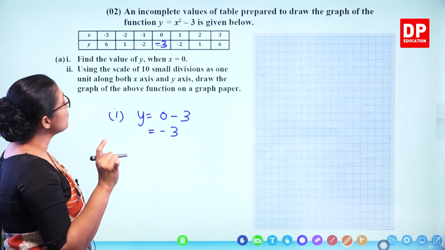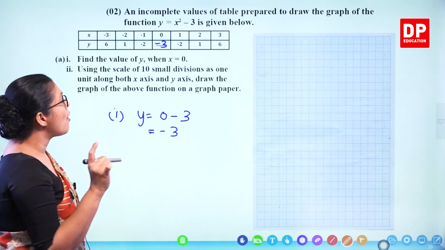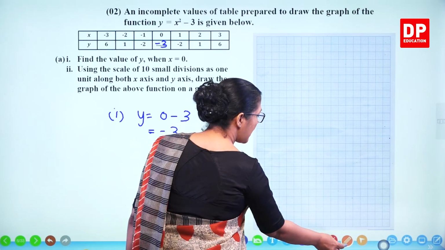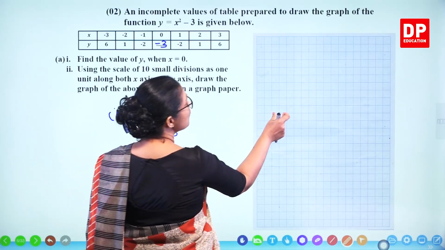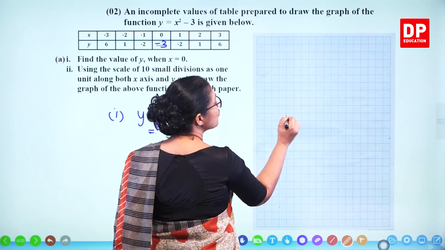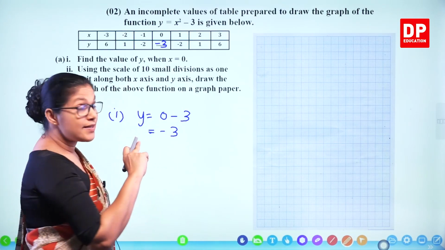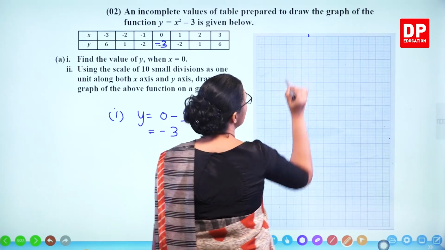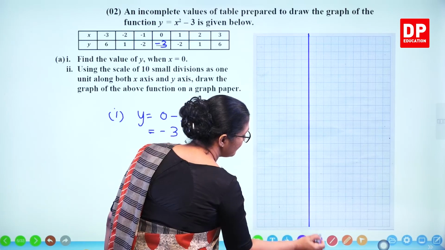Using the scale of 10 small divisions as 1 unit along both x and y axes, draw the graph of the above function on graph paper. So we have to decide the scale. 10 small squares is 1 unit. So minus 3 is the lowest value, so we'll start from here. Minus 3, minus 2, minus 1, 0. So this should be the y-axis. So we'll draw the y-axis.